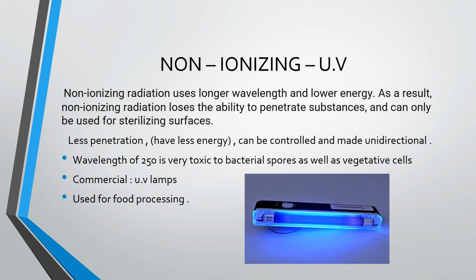Coming to UV lights, UV radiation is less penetrative, has less energy, and can be controlled, and it is unidirectional. They are made unidirectional, and the wavelength is 250, which is very toxic. That means UV radiation is used for bacterial spores and other vegetative cells, because a wavelength of 250 is more than enough to kill bacterial spores and vegetative cells. Commercial UV lamps are also used in the market as a disinfectant. The picture of UV lamps is over here, which are basically used for food processing. So if bacterial spores and vegetative cells can be killed by non-ionizing UV radiation, then why should any industrialist prefer ionizing radiations, right? Because they are high-end energy radiations.